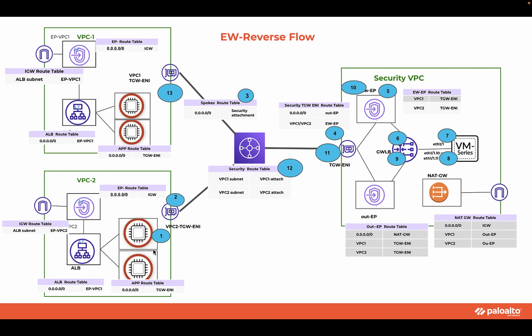Even in the reverse direction, when the application in the VPC2 sends a response, it gets forwarded to the transit gateway. It's going to refer the route table again, forwards it towards the transit gateway attachment, sends it to the right endpoint. Endpoint forwards it towards the VM series and gateway load balancer, comes back to the same endpoint, sends it back towards the transit gateway. At the transit gateway, it's going to refer the route table again and forwards the traffic towards the VPC1 attachment. So let's see this in action.